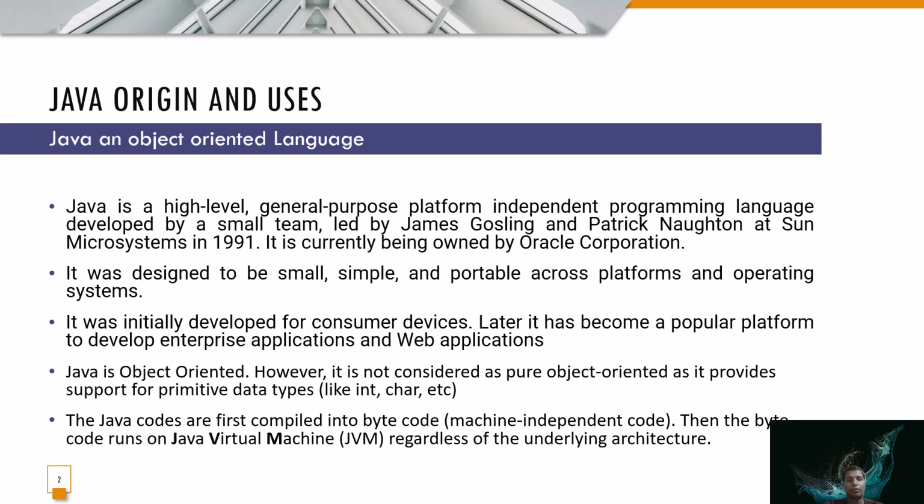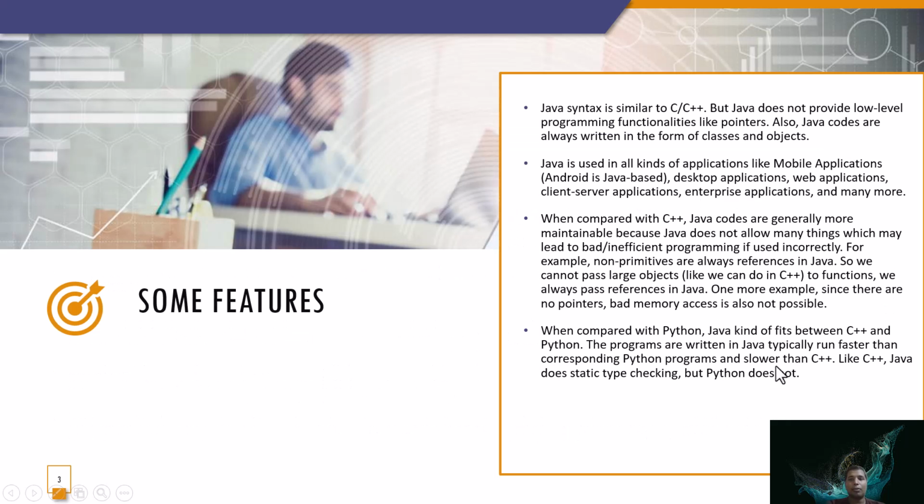So Java code is first compiled into bytecode, which is machine independent code. Then the bytecode runs on the Java virtual machine regardless of the underlying architecture. So the JVM can be installed on any machine. That's why we call it platform independent. Now we will see some features of Java compared to C and C++.